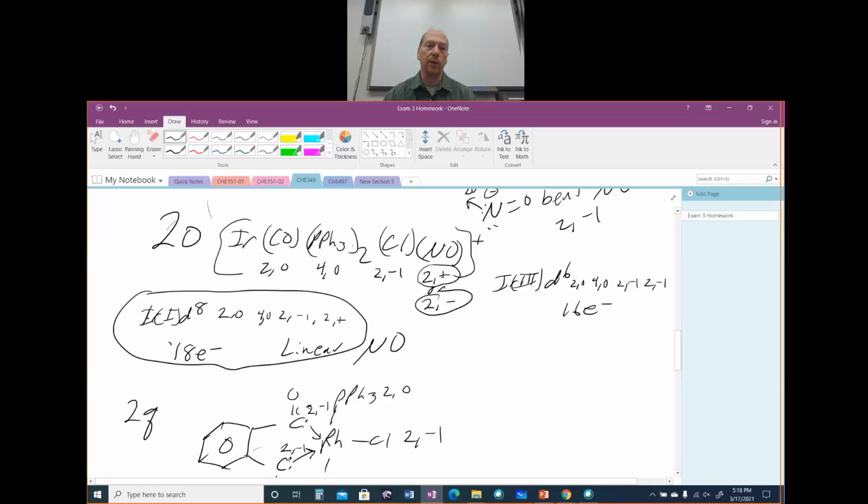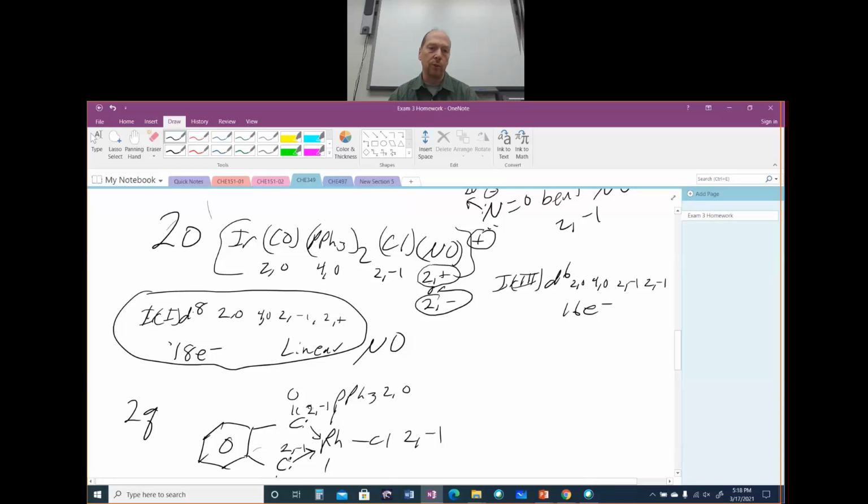My CO is 2,0. My phosphine is 4,0. There's 2 of them, so it's 4,0. Cl is 2 minus 1. NO, I'm going with 2 plus first. All right, so when I go with 2 plus, that means this is minus 1, that's plus 1. It's neutral, but the overall charge is plus.